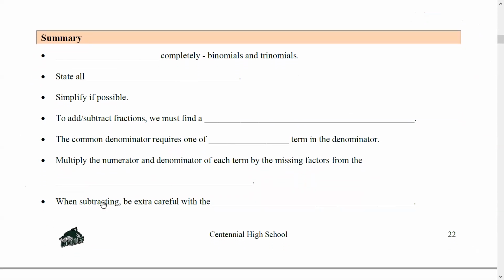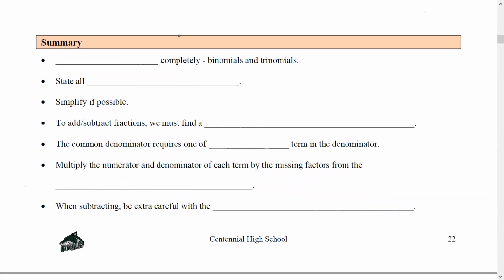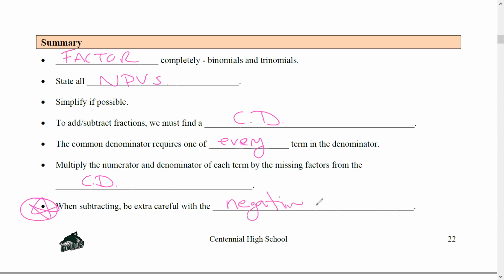Summary. First thing, I should factor. Then, state all MPDs. Simplify if possible. To add or subtract fractions, we must find the common denominator. The common denominator requires one of every term in the denominator. Multiply the numerator and denominator of each term by the missing factors from the common denominator. When subtracting, be extra careful with the negative distribution.